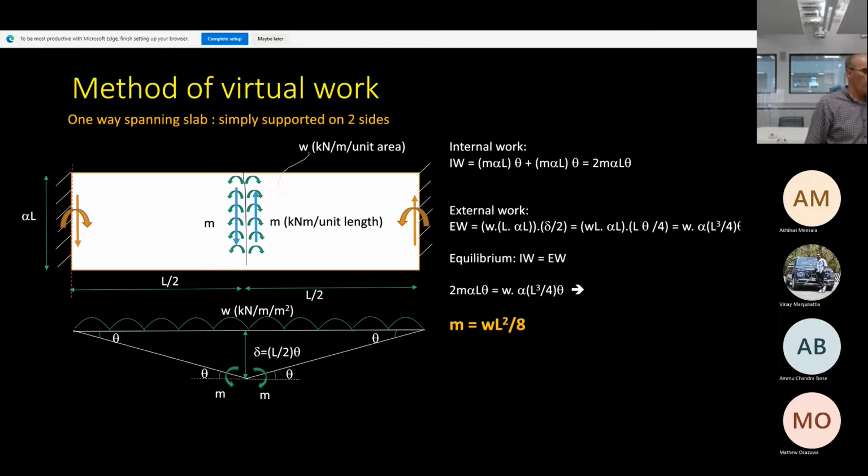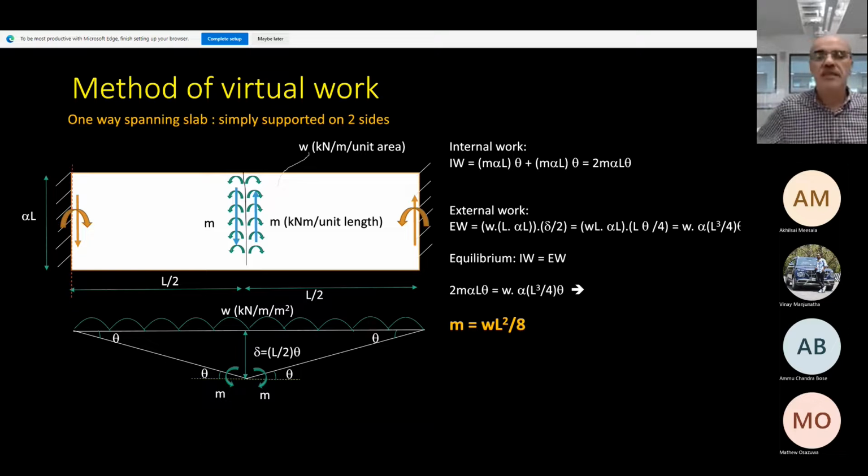Is that clear? You could have expected this answer because we are dealing with a strip of the slab like a beam here. As I said, the difference is the units. Any questions on this? Any questions? Okay.